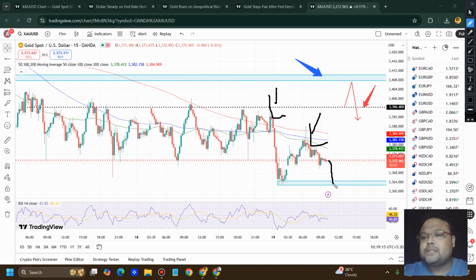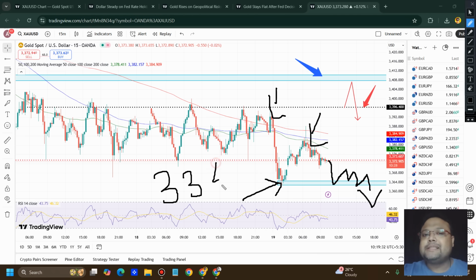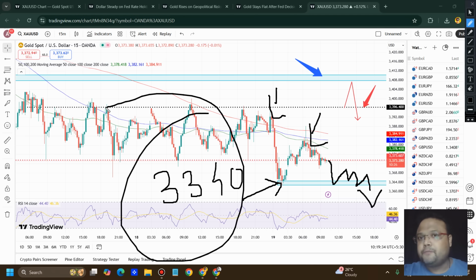So we can expect that once the market bounces 60-70 pips, if the market shows further potential, you can hold. But after one bounce, there is a possibility of the market breaking this area and going down. If that happens, you can look for a sell below 3340.